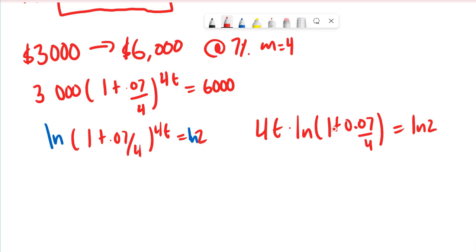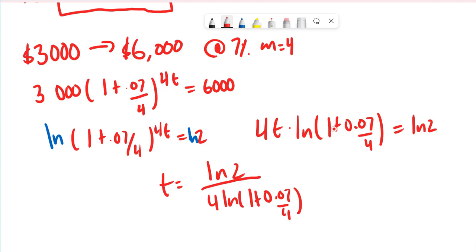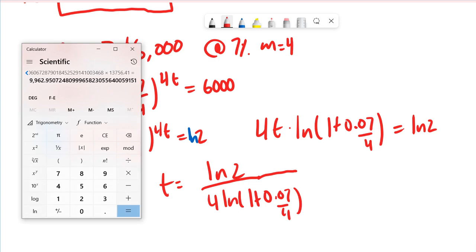Now note that the answer is already there, basically. You have that t equals the natural log of 2 divided by 4 times the natural log of 1 plus 0.07 divided by 4, and then that's going to be it, right? Okay, so that's my symbolic answer. I won't even bother trying to simplify this part right here. But let's go ahead and say that we want to figure out what this is, right?